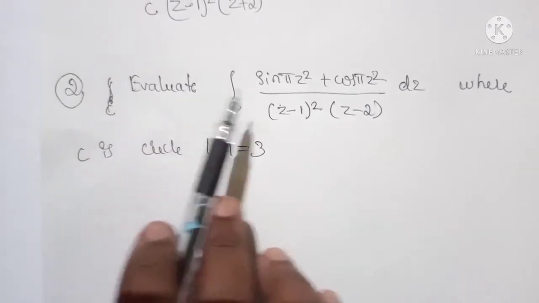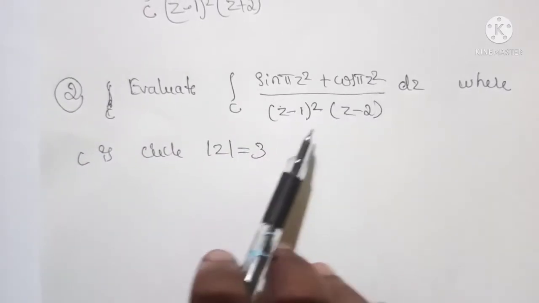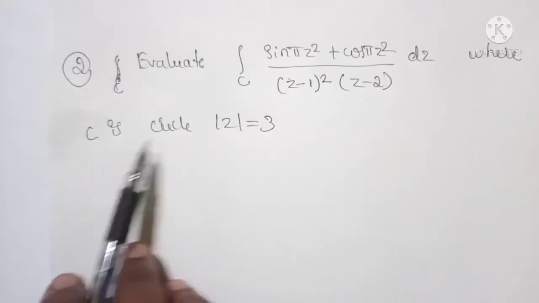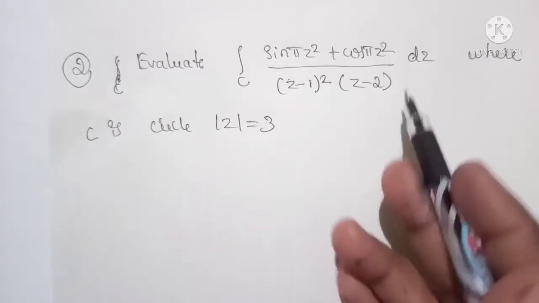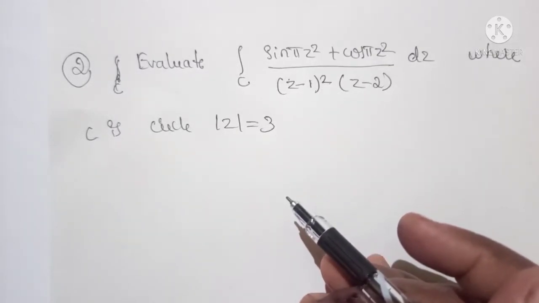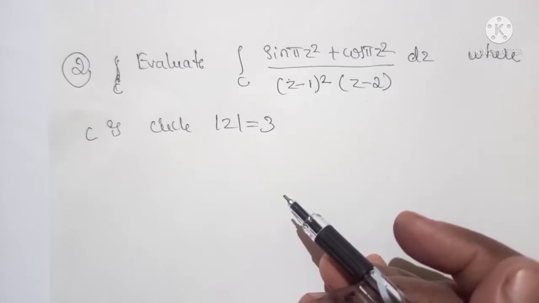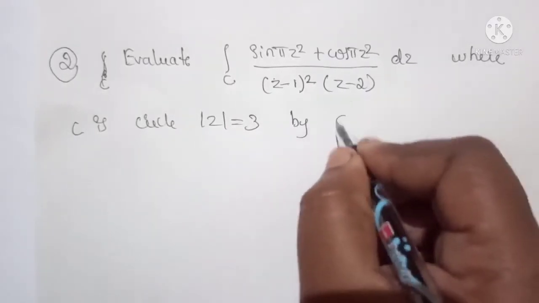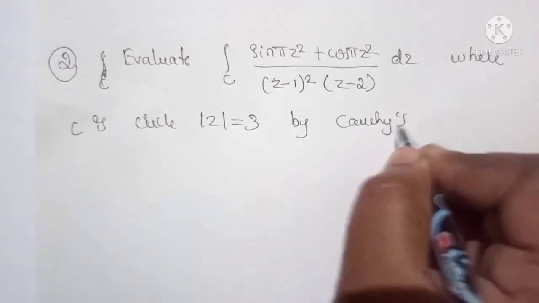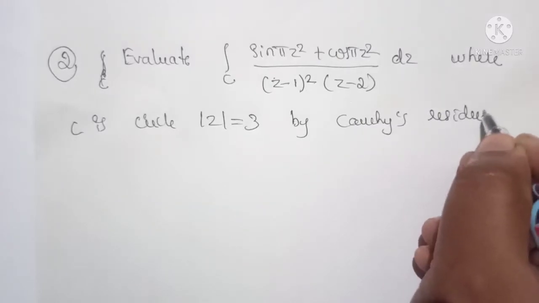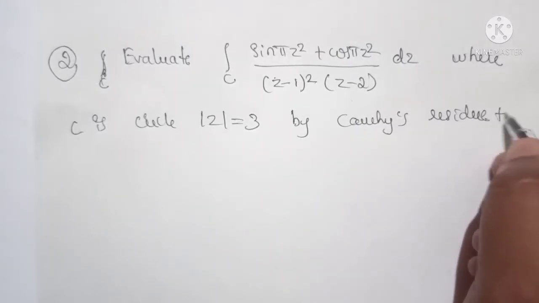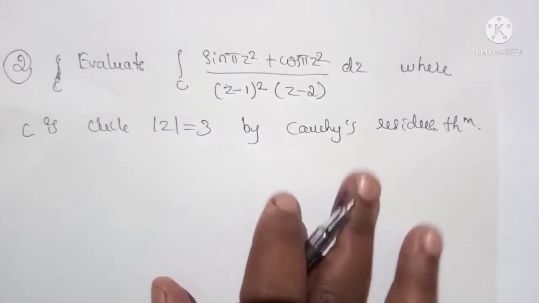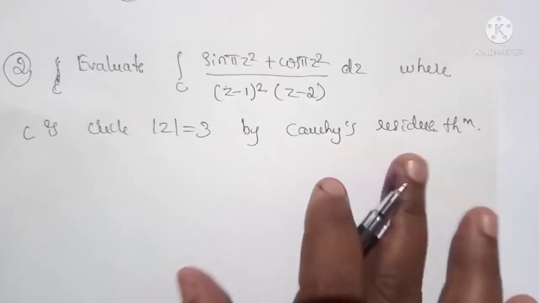Next problem: evaluate the integral over c of sin pi z square plus cos pi z square divided by z minus 1 whole square into z minus 2 dz, where c is the circle mod z equals 3. We have solved this type of problem using Cauchy's integral formula. Here we solve this by Cauchy's residue theorem. In the exam they may mention using Cauchy's residue theorem. Otherwise you can use either method, Cauchy's integral formula or Cauchy's residue theorem.